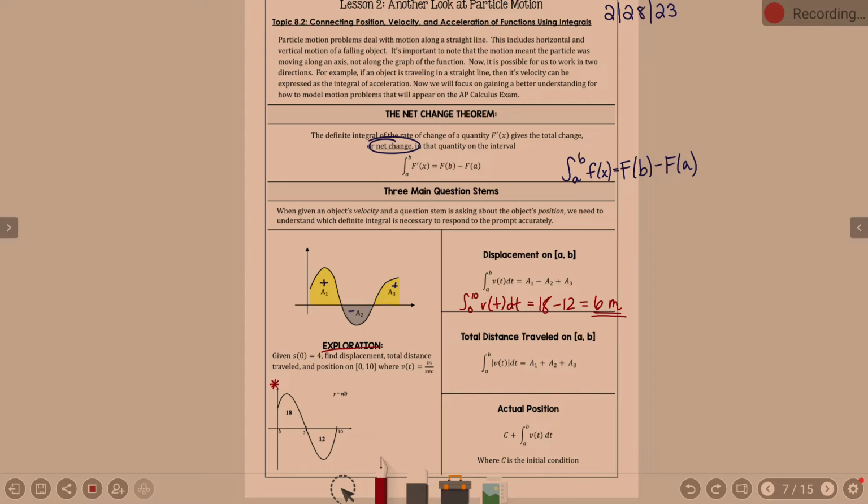As opposed to total distance. Well, total distance, it's still your integral from 0 to 10, but we want to say the absolute value within that integral. And so this would be one that you'd be breaking up into pieces. You've got the 18, but what do we have to do with the 12? We're going to add it, right? Even though you're maybe going backwards, you're still traveling 12 whatever meters. So in this case, 18 plus 12, which is 30 meters.